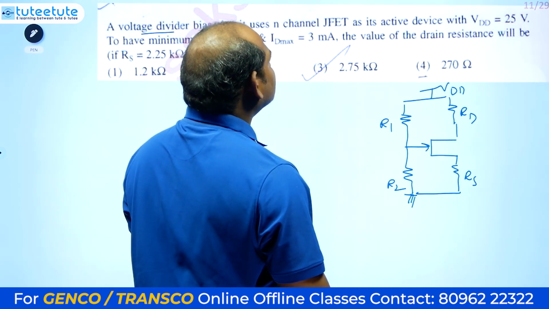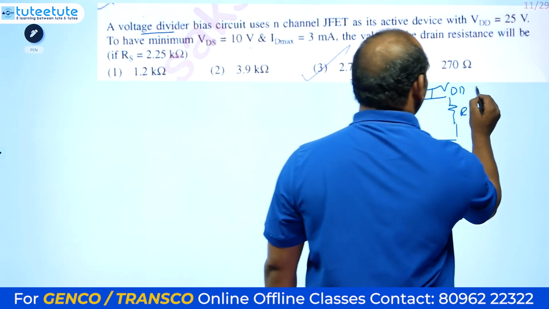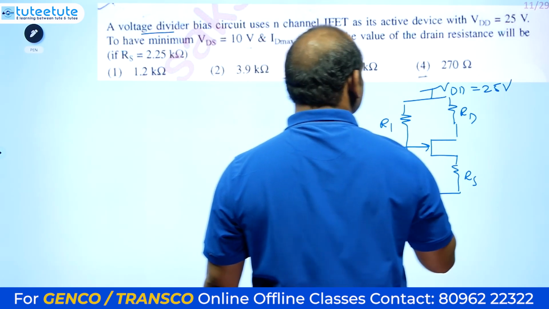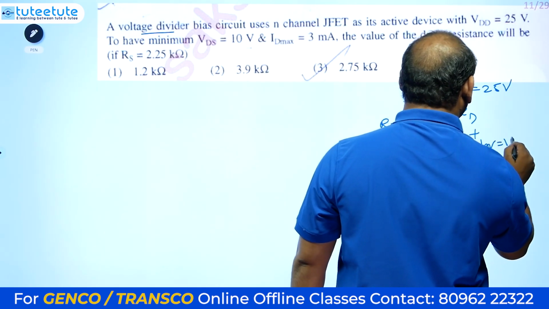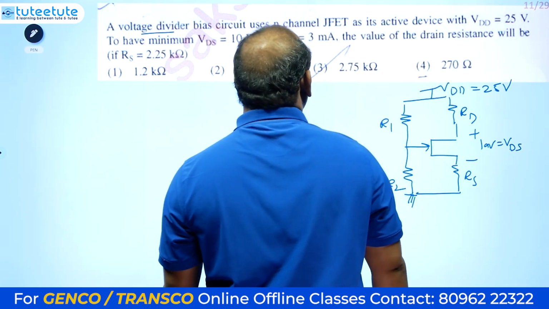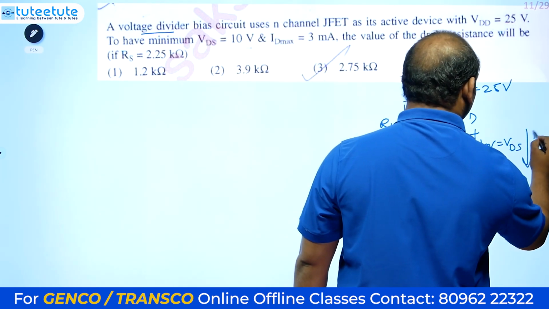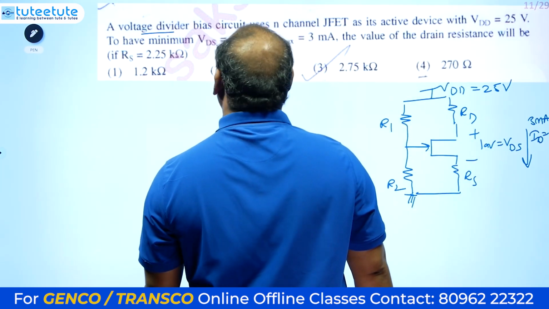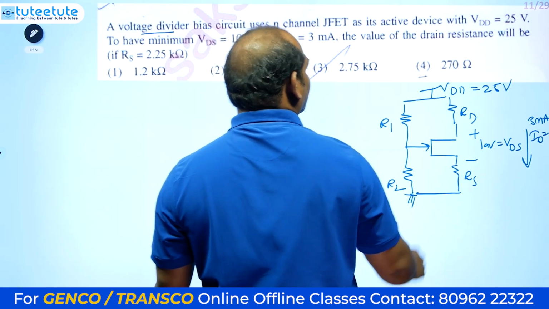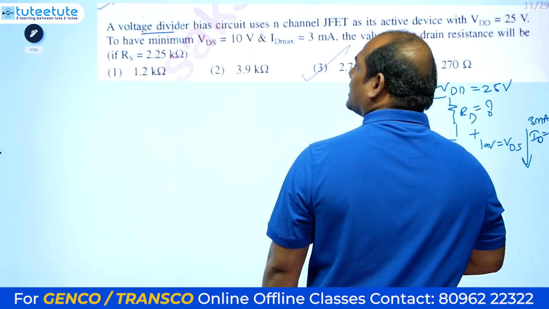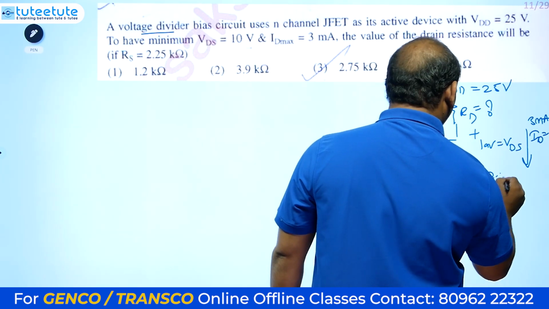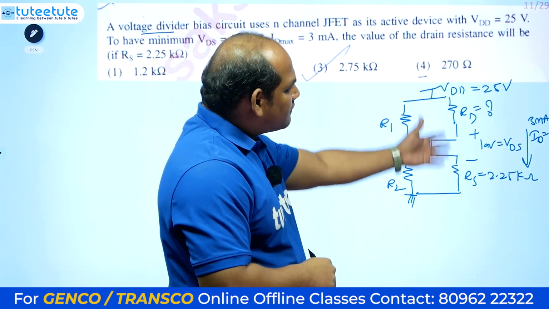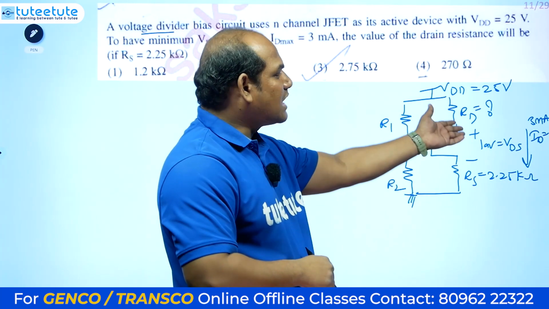N-channel JFET, as an active device, with VDD equal to 25, so it is 25 volts, and to have minimum VDS equal to 10 volts. From here to here they are telling it is 10 volts. ID maximum is 3 milliamps. The value of the drain resistance will be, so this value we have to calculate, and they have given RS equal to 2.25 kilo ohms. If you know the circuit you can answer this one. Everything is there, we just need to calculate RD.